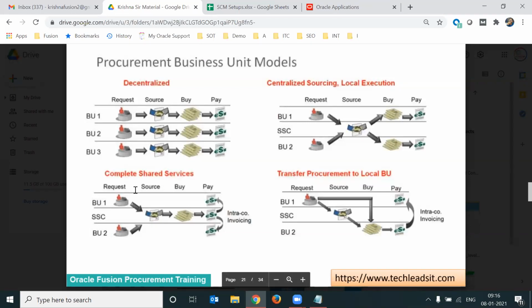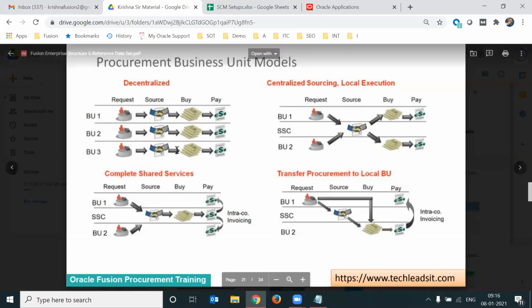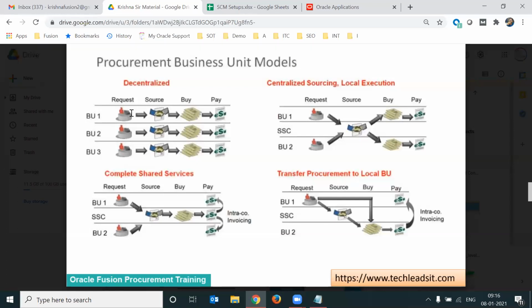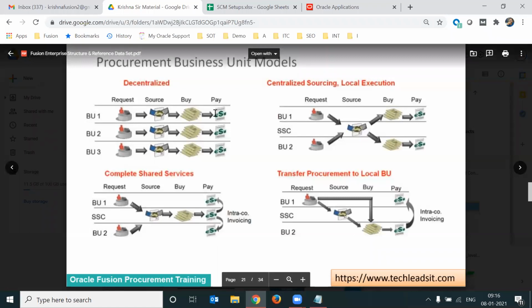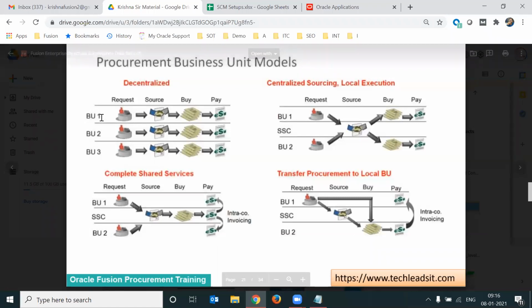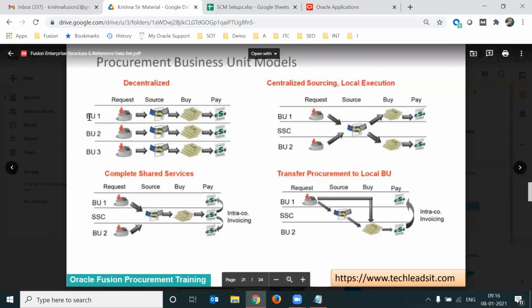So this is achievable in Fusion. This concept is called centralized procurement. This is called decentralized. Decentralized is nothing but all operations, request, then buying, and payment, happening under every business unit level or operating unit level.